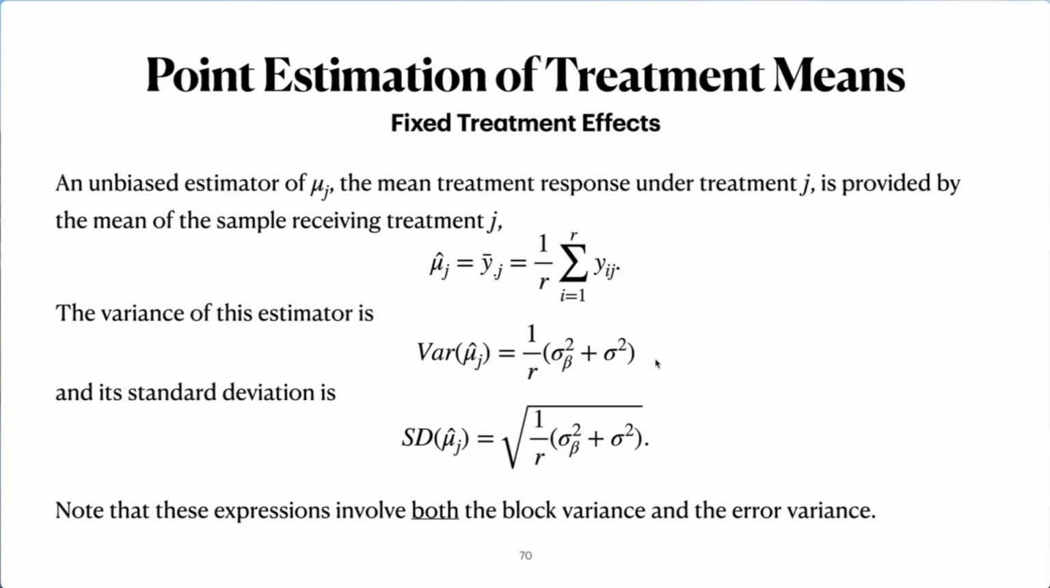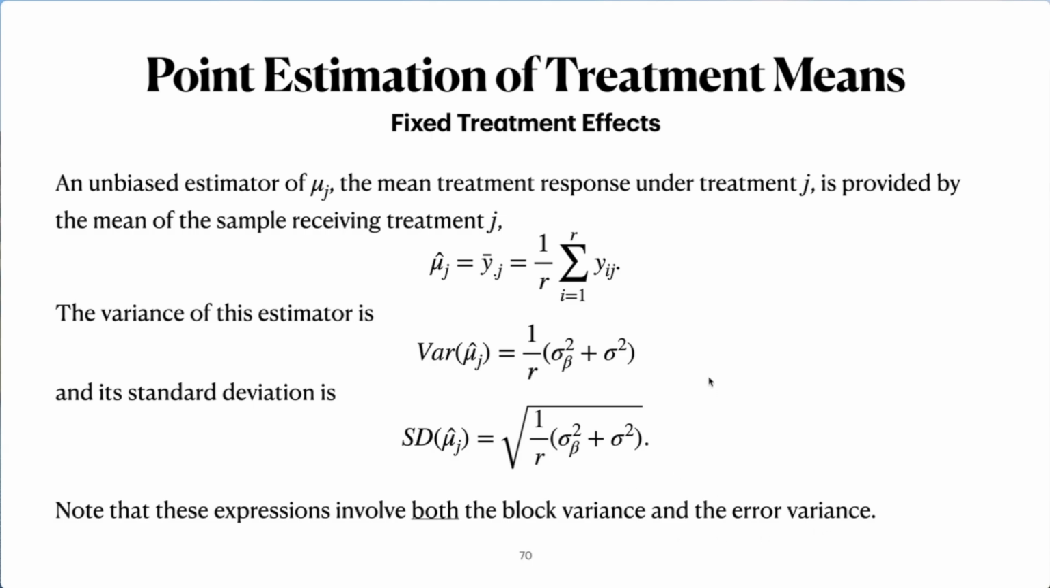And we can then take the square root of that to get an expression for the standard deviation of the sampling distribution of mu hat sub j, or in other words, the standard error of mu hat sub j. Okay, and so we have expressions at least for the variance and the standard deviation of mu hat sub j. Now notice that both the variance and the standard deviation of mu hat sub j involve both the block variance, sigma squared sub beta, and the error variance, sigma squared.